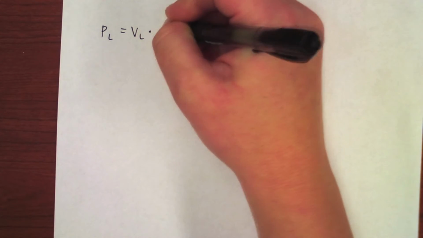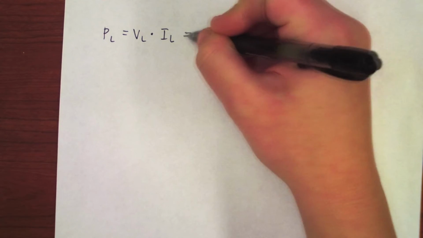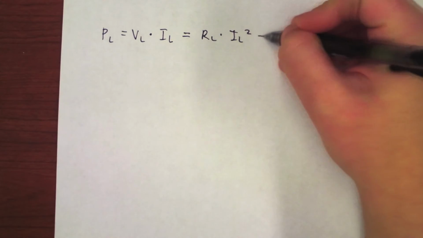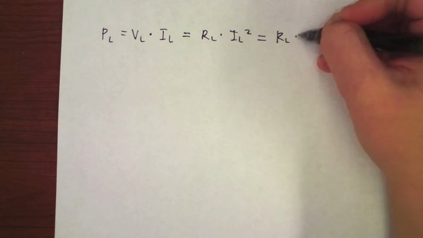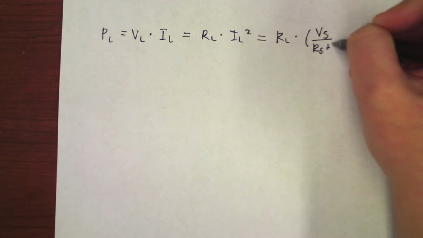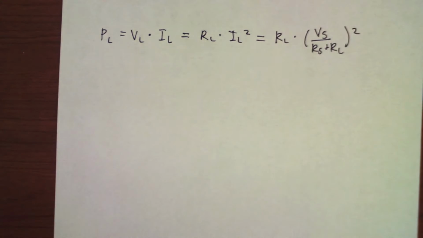So essentially, in order to maximize our power, we need our load resistance to be equal to our source resistance. And this can be seen through the following proof, although you don't necessarily need to know this for an exam or anything. So the power of our load is obviously equal to VL times IL. This is also equal to RL times IL squared. And this is equivalent to RL times (VS over (RS plus RL)) squared.